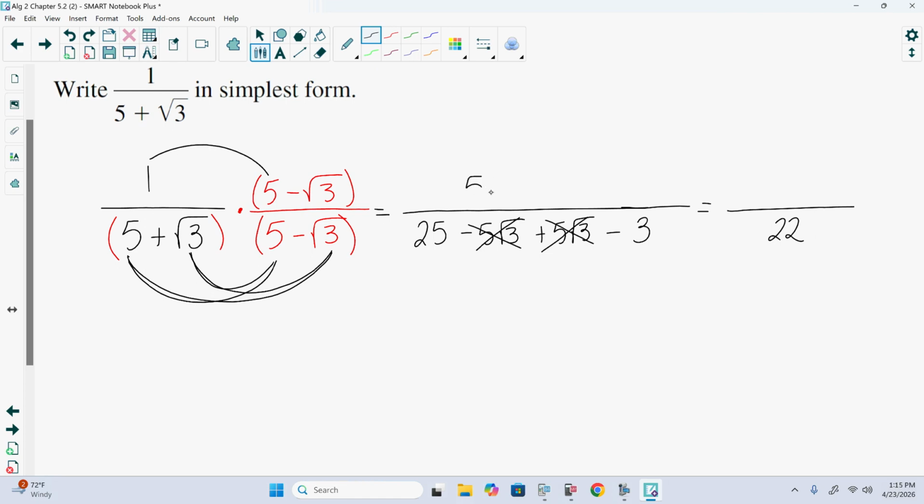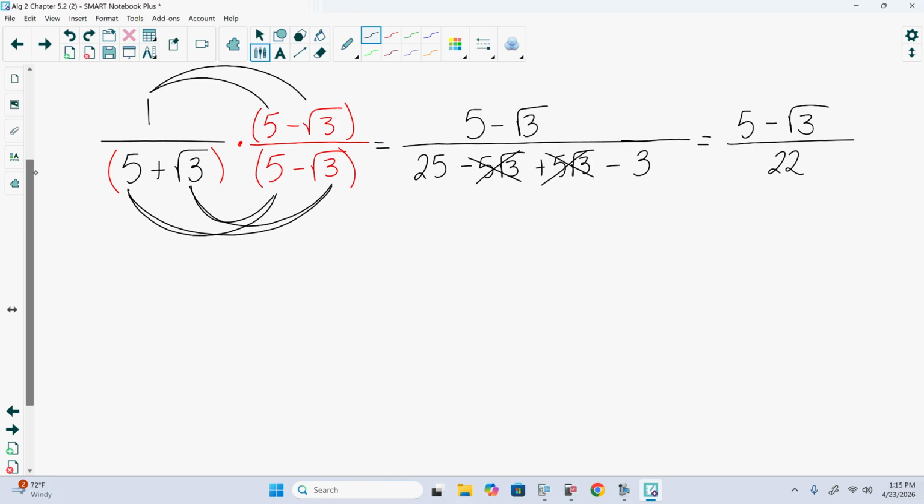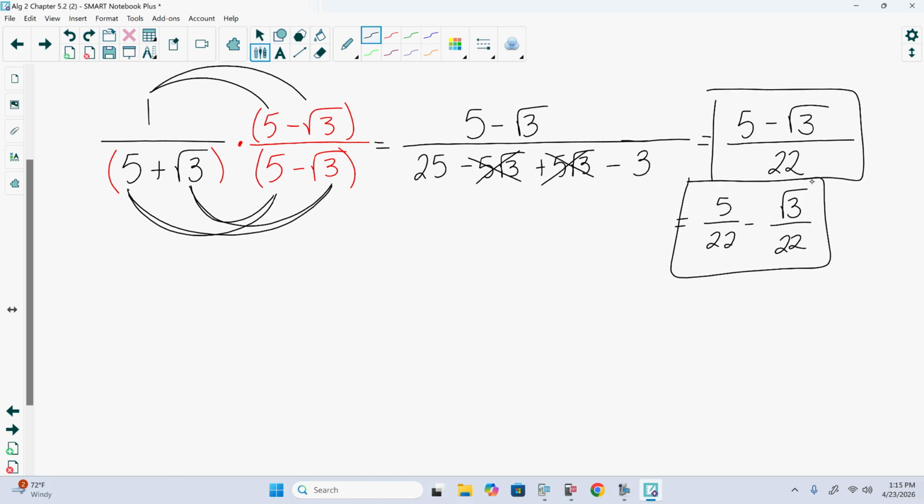1 times 5 is 1 times negative square root of 3. Now, if we wanted to, we could break this apart and say 5 over 22 minus square root of 3 over 22. These are both the correct answer. They might throw it to the front and say negative square root of 3 over 22 plus 5 over 22. Same answer.